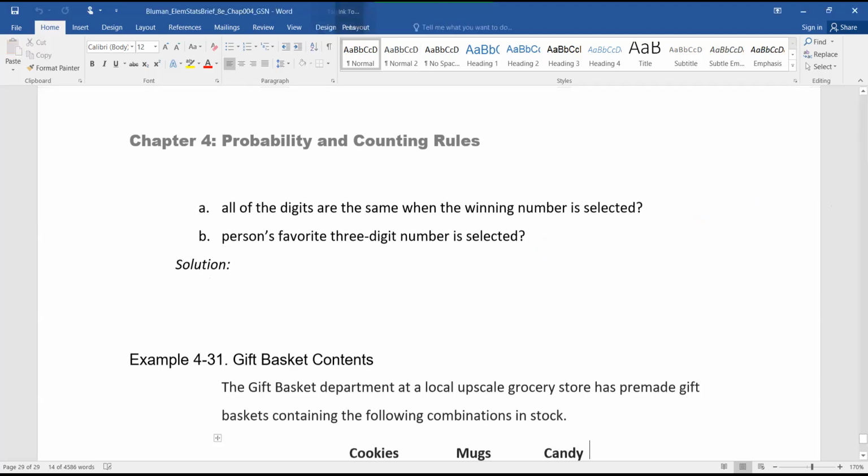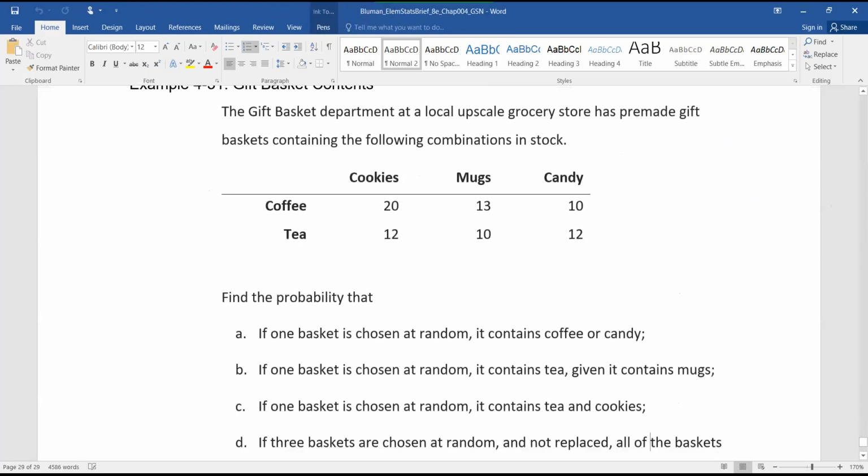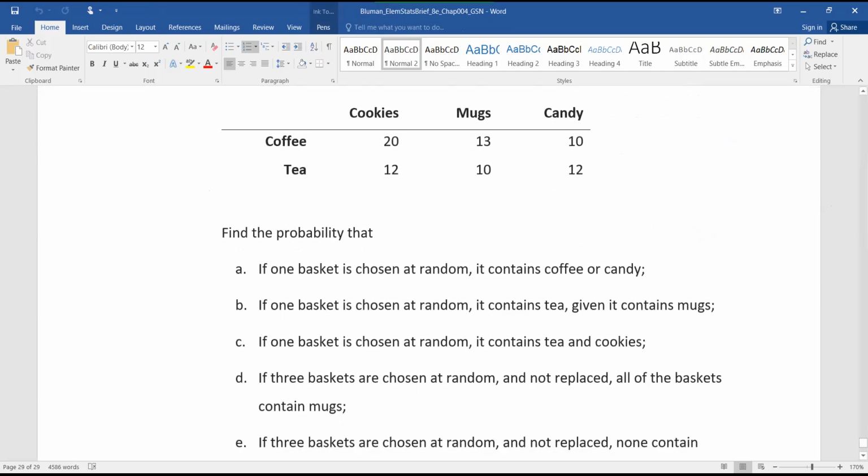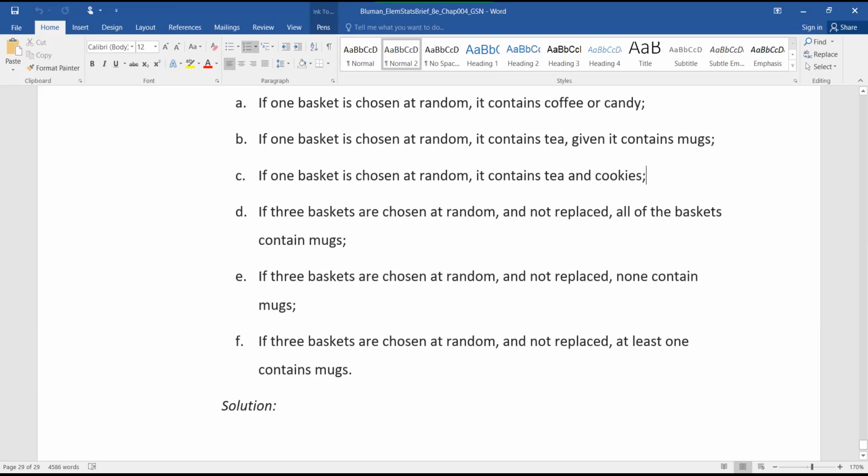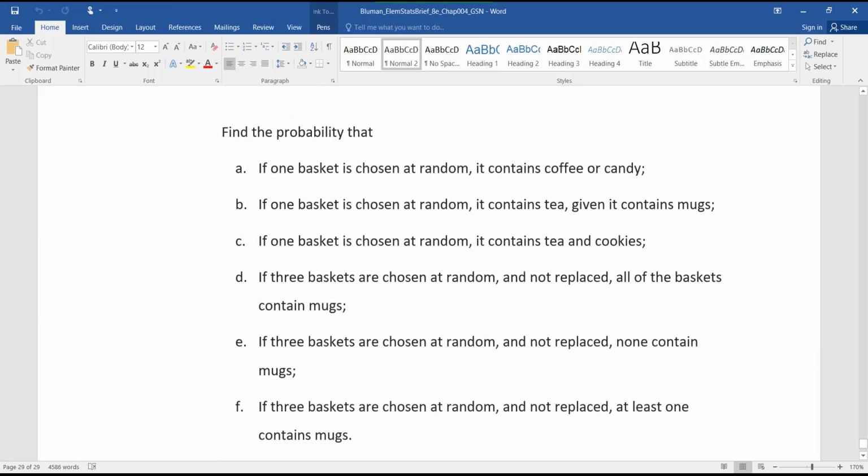So this is gift basket contents. The gift basket department at a local upscale grocery store has pre-made gift baskets containing the following combinations in stock: coffee, tea, cookies, mugs, candy. All right, how many options are there? Let me go to the table. Here's the table. So if one basket is chosen at random, it contains coffee or candy. Well, first of all, you got to figure out the total of items.